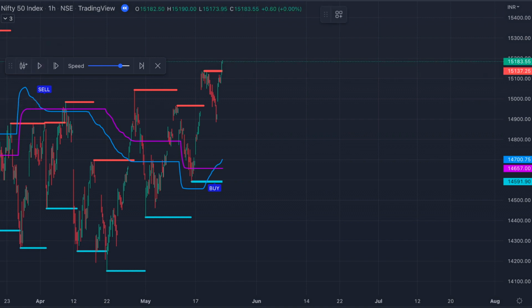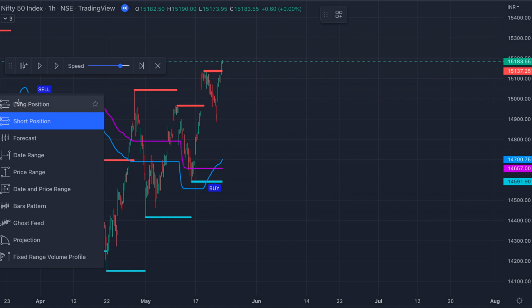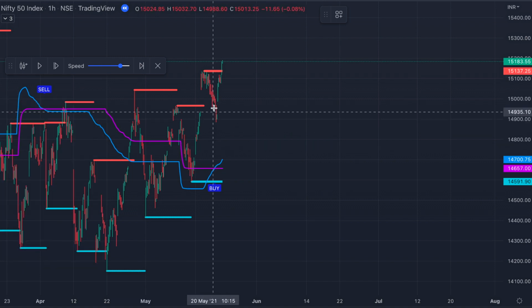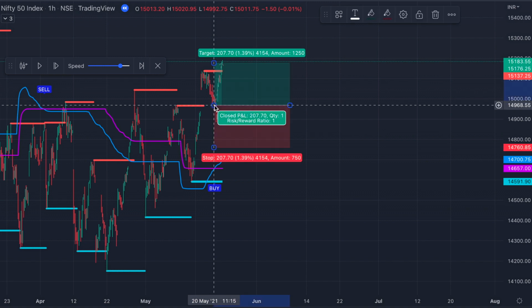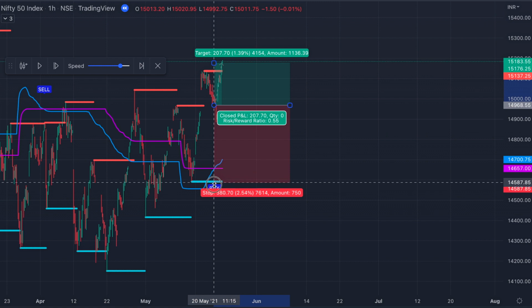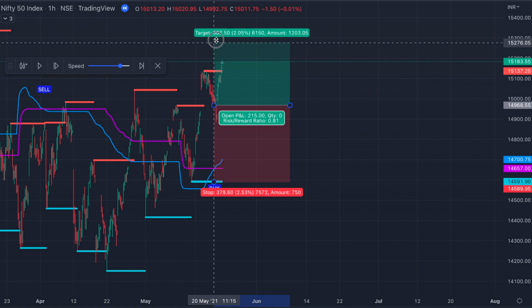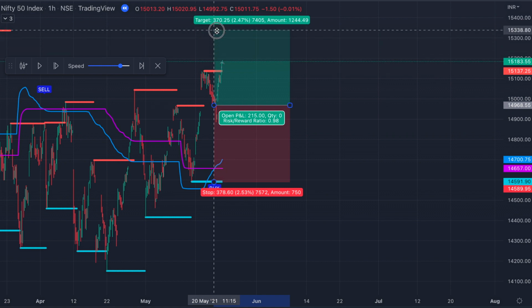Actually, I'll just open a long position for once just to show you how to use this. So we got a buy signal right here. Our stop loss is over here. Okay, and we need a risk reward ratio of 1.5. Let's see.